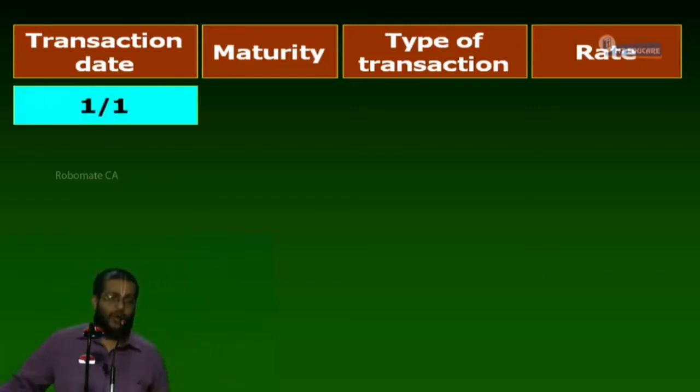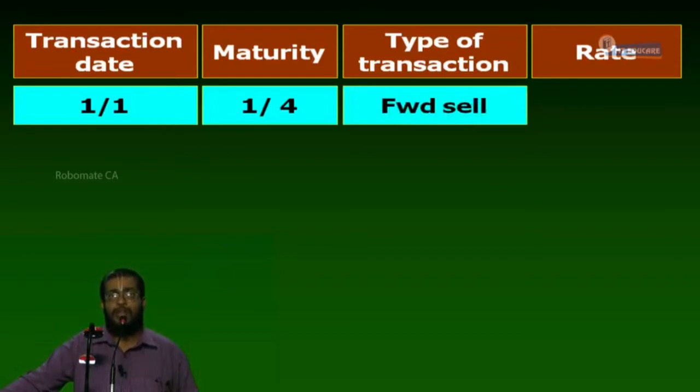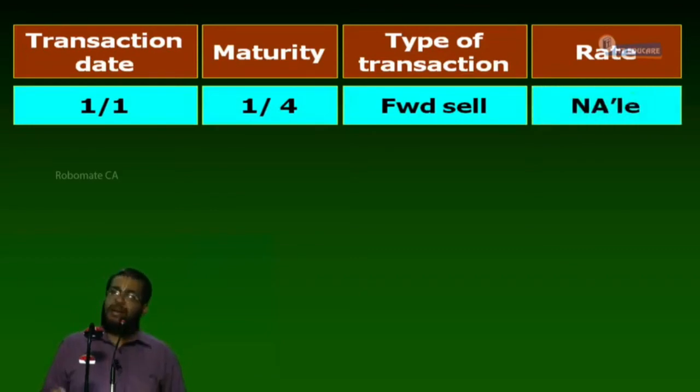Suppose I went to the bank on 1st January. Don't say holiday, the bank was open. I went to the bank for a forward. Suppose the forward expired on 1st April. Don't ask me how I know these numbers. It's only assumed. Now, tell me I went for what? A forward sell. For what rate? Not required. The rate is not available as well as not required.